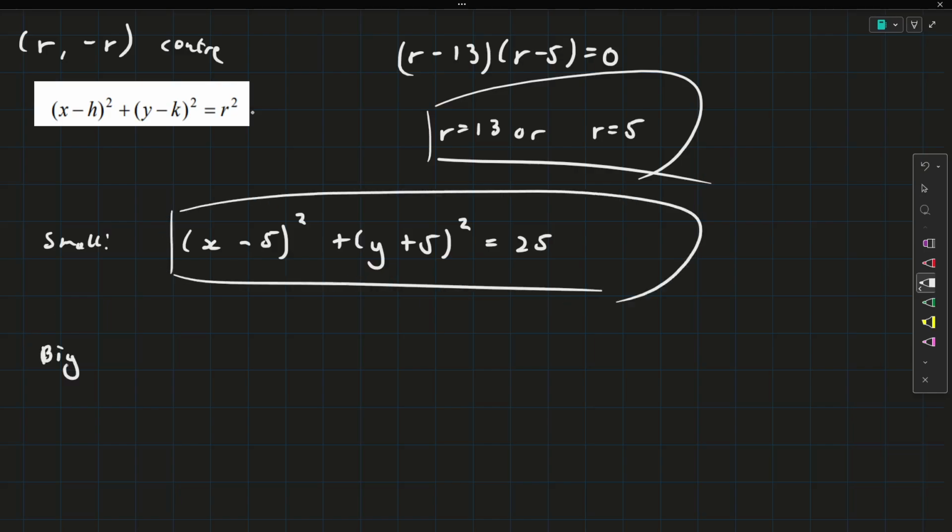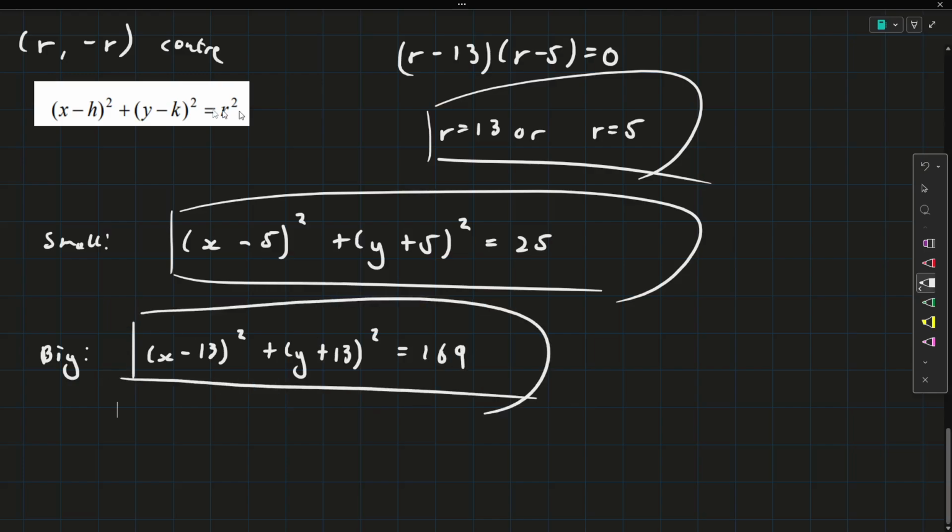In terms of the big circle, we just have the same thing, except we're doing 13. So we'll have (x minus 13) squared plus (y plus 13) squared will be equal to 13 squared, which is 169. So yeah, there's the two equations.